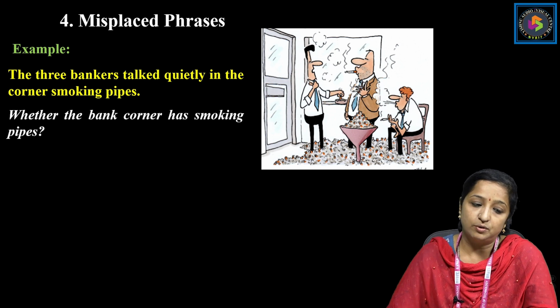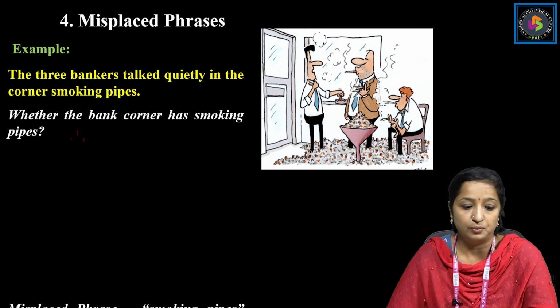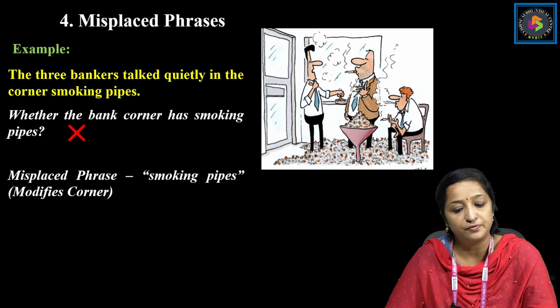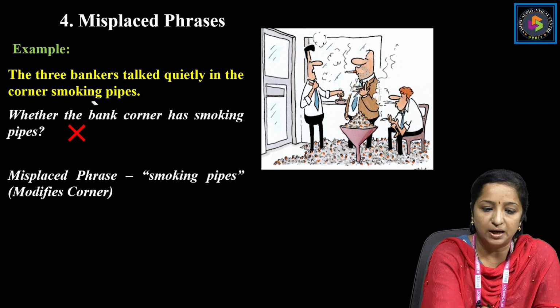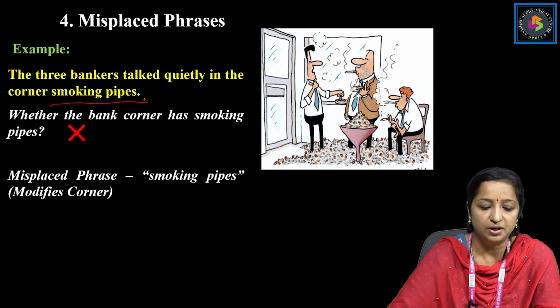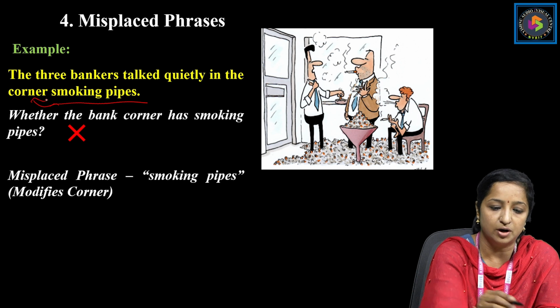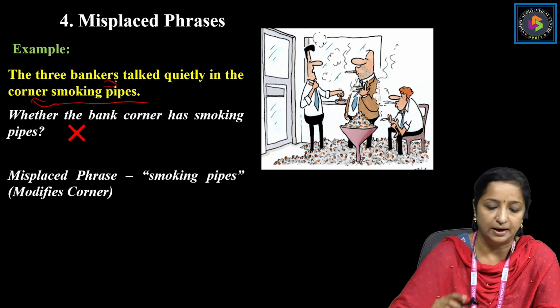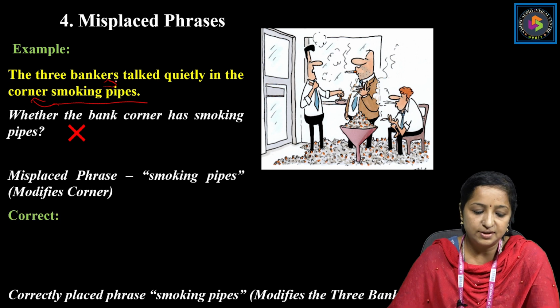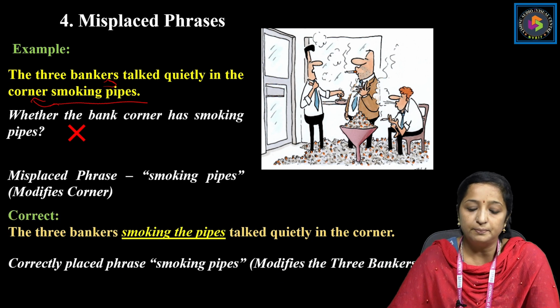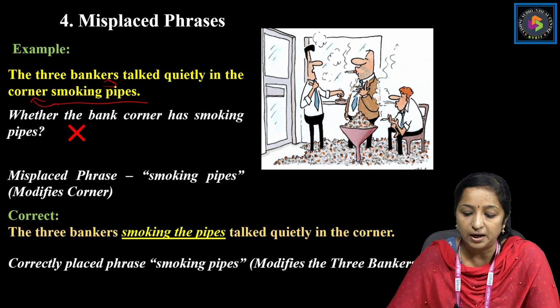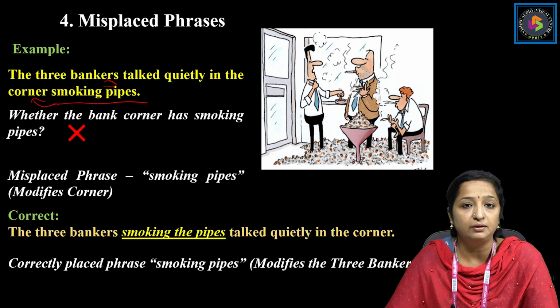So, whether the bank corner has smoking pipes? No. The misplaced phrase is "smoking pipes," which is modifying the corner instead of three bankers. So, the correct one is: the three bankers smoking the pipes talk quietly in the corner.